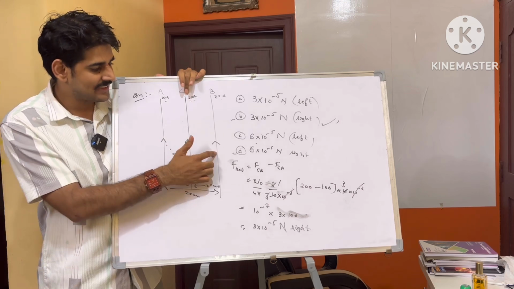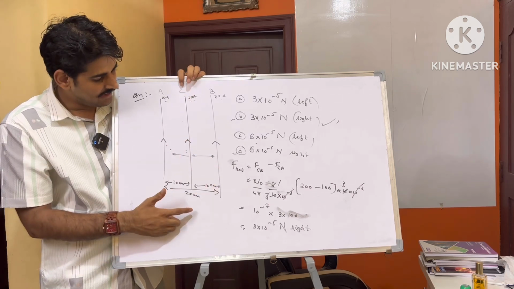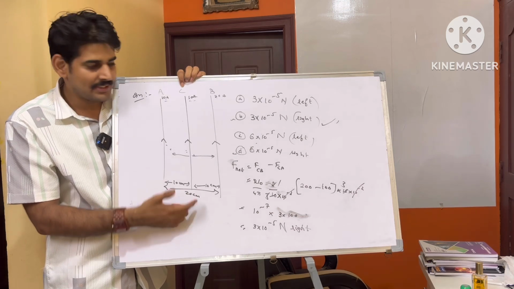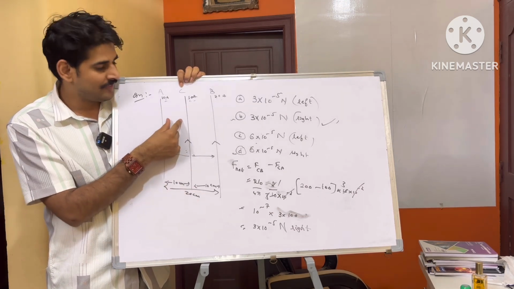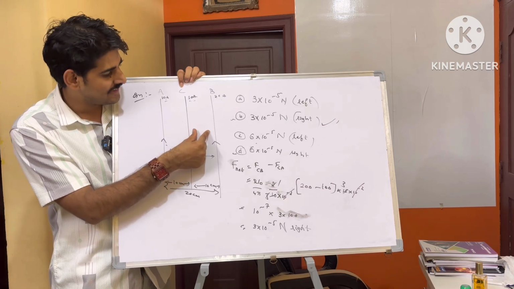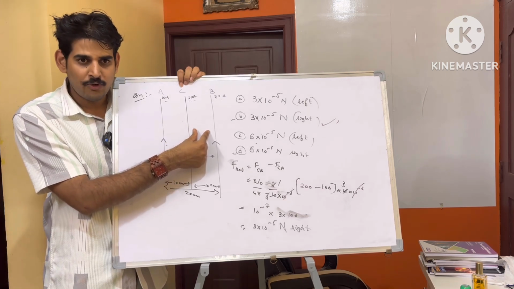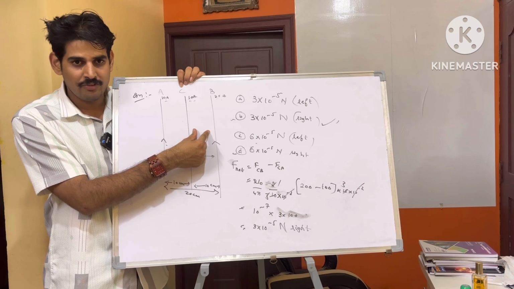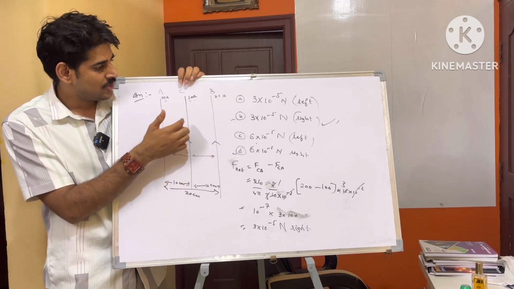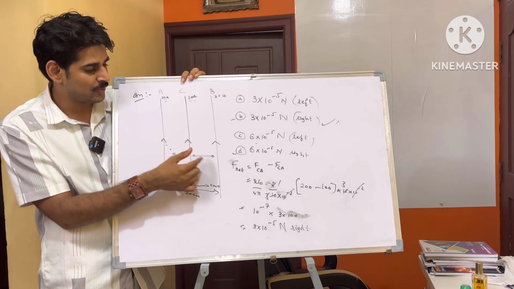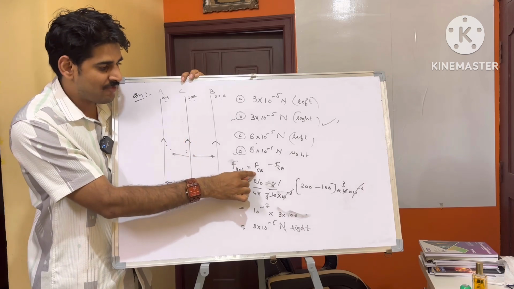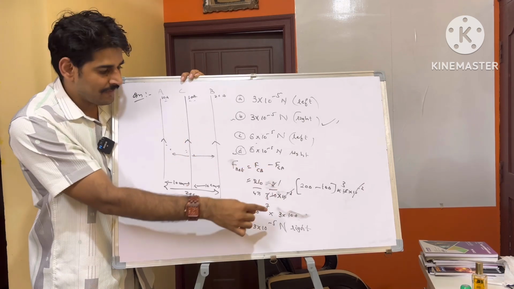Since all three wires carry currents in the same direction, the nature of force between them will be attractive. The force between C and A is attractive. The force between C and B is also attractive, but the force will be directed in the direction of greater magnitude. So the force between C and B will be greater than the force between C and A. Therefore, the net force will be FCB minus FCA.